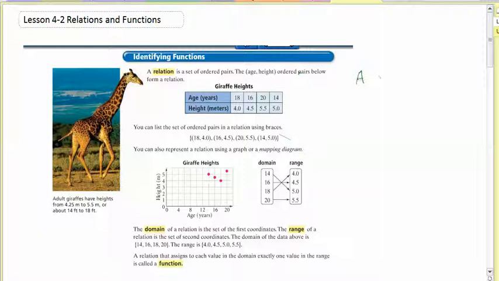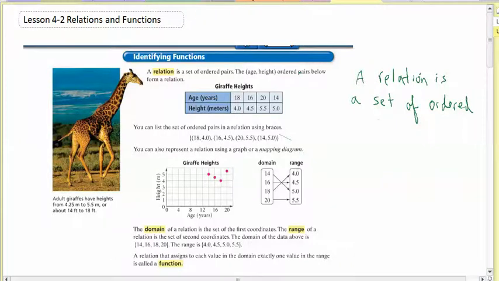Write down: a relation is a set of ordered pairs. Okay, so a relation is a set of ordered pairs.